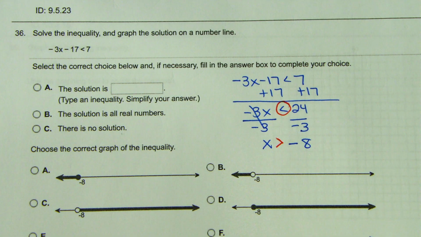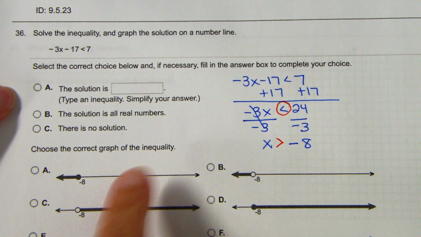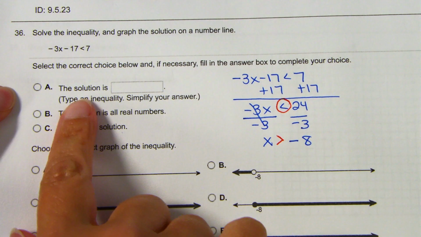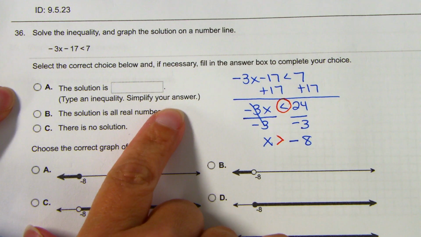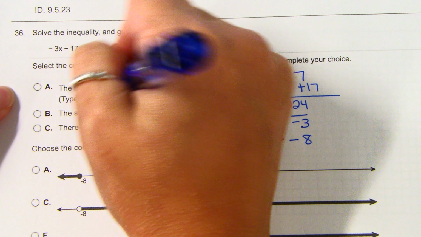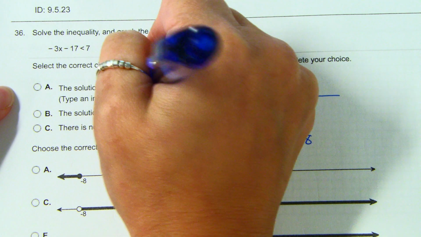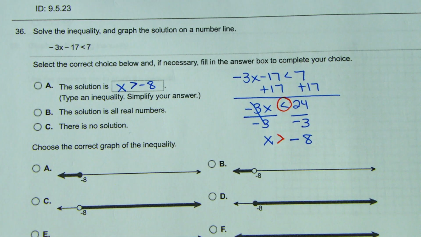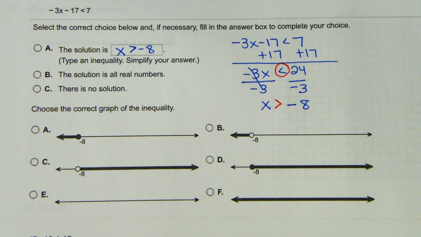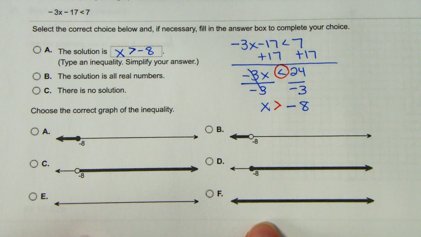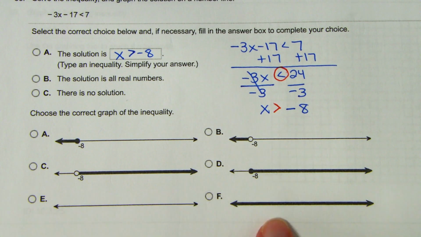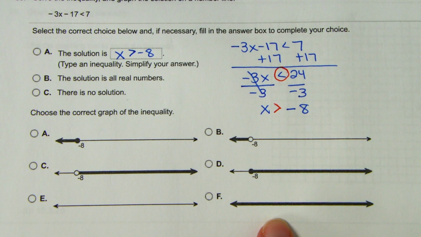Then I come down, I have to pick my graph. Well, all of these have a negative 8 listed except for E and F, so immediately I know it's not E, it's not F. I don't have to worry about those. If you have a filled in dot, like you do on A and D, that would be if it was greater than or equal to or less than or equal to, so I know it's not these, so it's either B or C. Which way is graphed or shaded in so that x is greater than negative 8? It's going to be C.